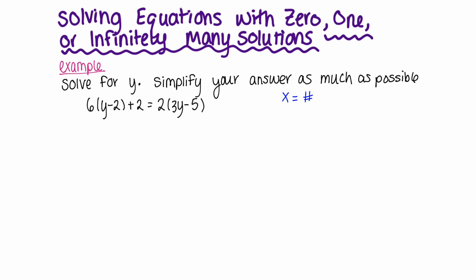Another thing that can happen when you're solving an equation is the x's can cancel themselves completely, and all you're left with is a number equals a number. So in total, there are 3 things that can happen when we're solving equations.